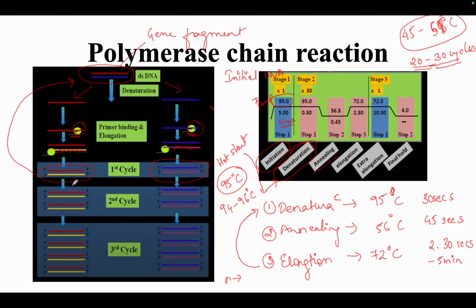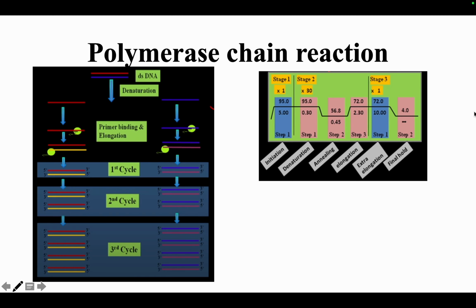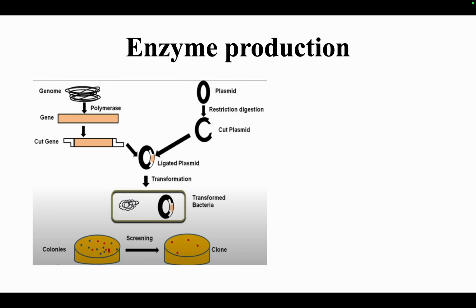Now we'll have 4 single stranded strands, red, yellow, blue and pink. Again the primers will come and bind to those strands, so there is annealing, then the elongation step, and this cycle continues up to a maximum of 30 cycles. At the end of 30 cycles you'll get your PCR product. So this is the polymerase chain reaction.